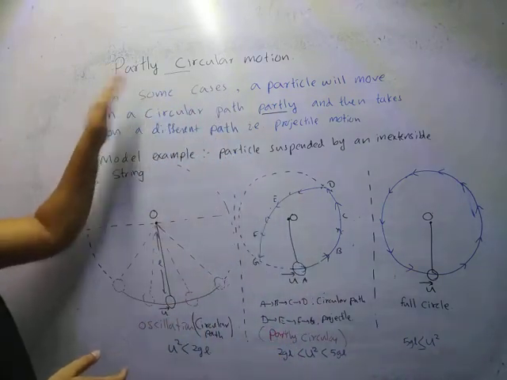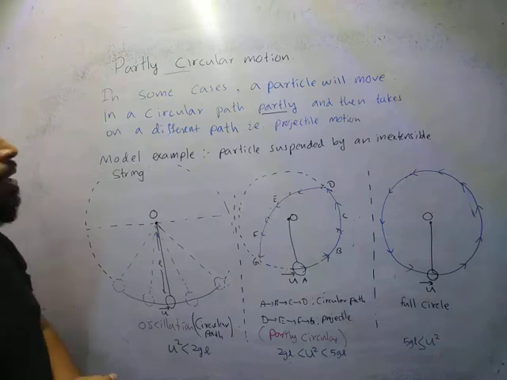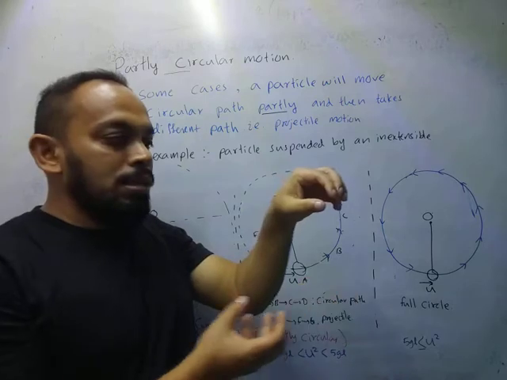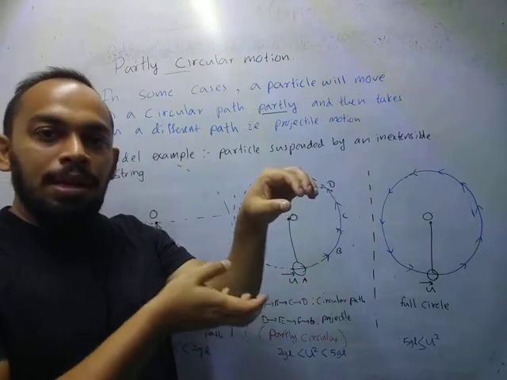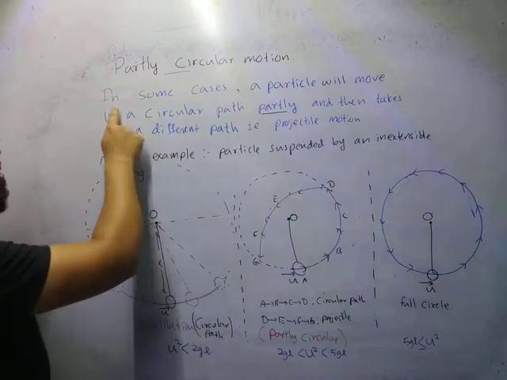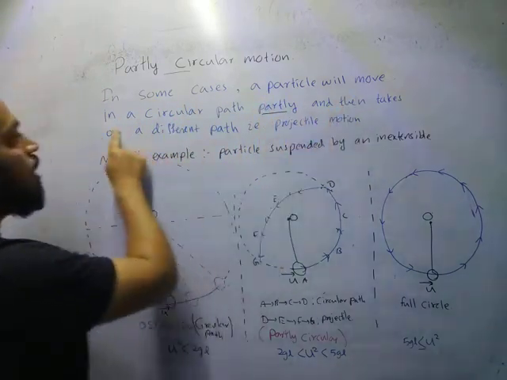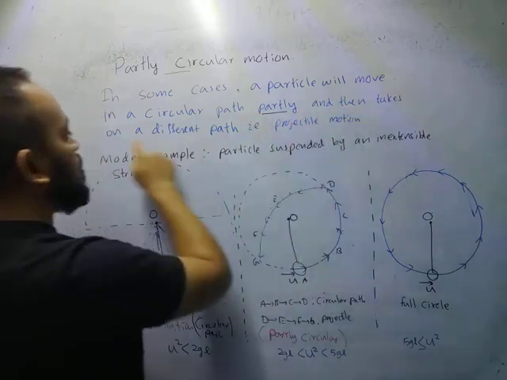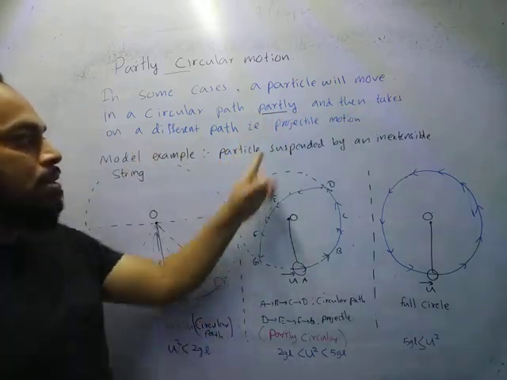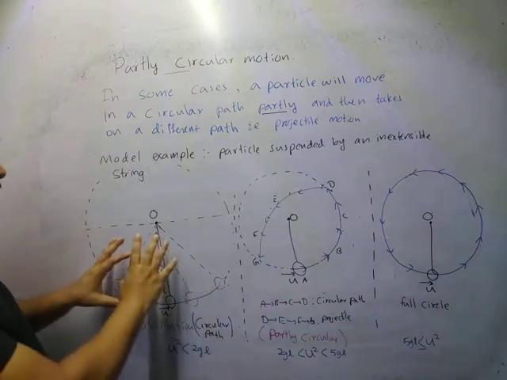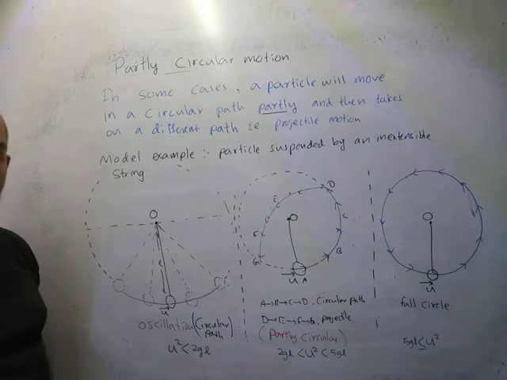So in partly circular motion, this is why we studied partly circular motion. This means it moves in a circular motion partly, then it takes on a different path. So in some cases, a particle will move in a circular path partly and then take on a different path, for example, projectile motion. So I have listed out three scenarios here.